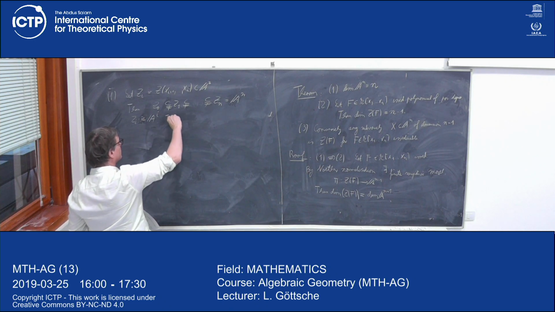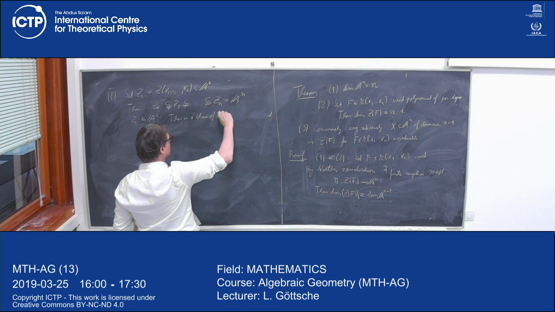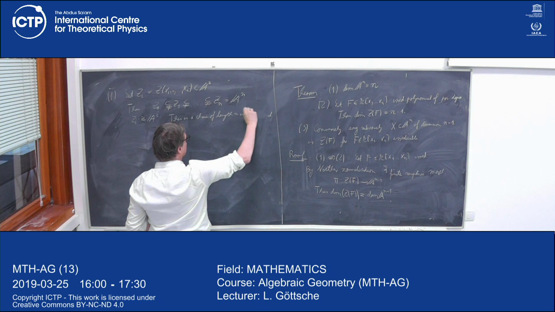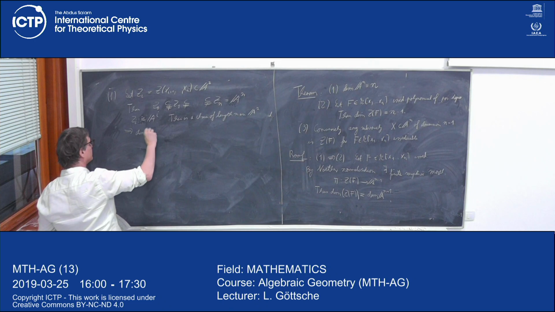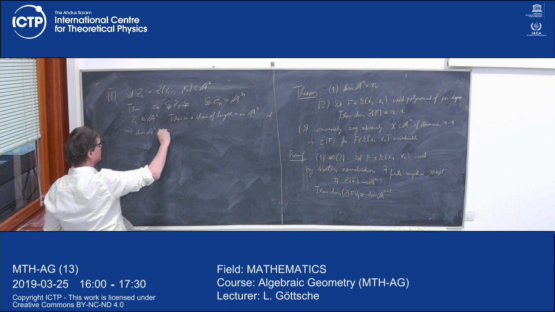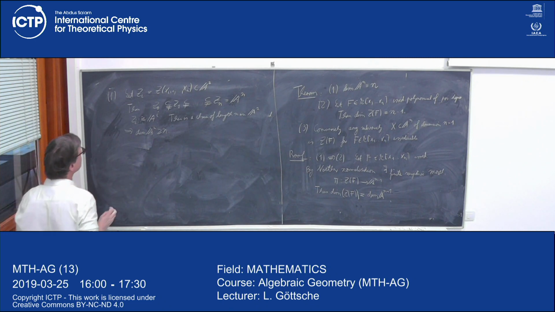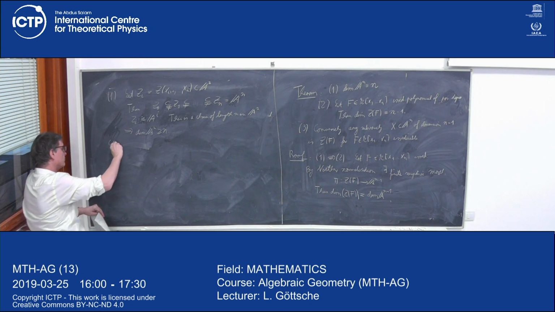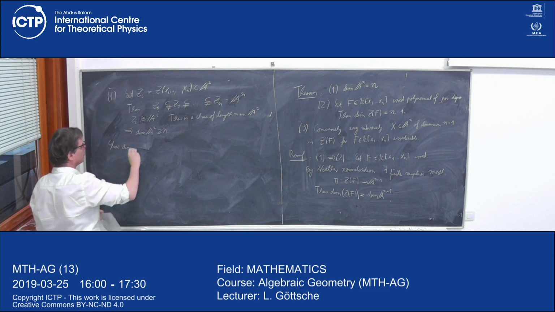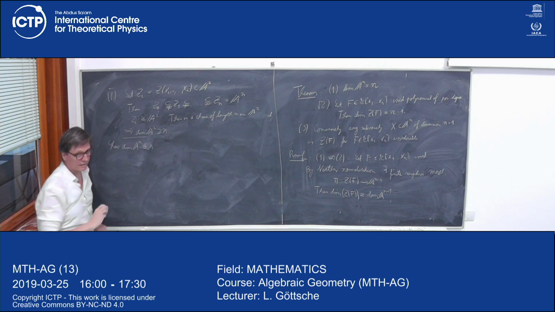So this is a chain of length n in A^n. So thus it follows that the dimension of A^n is bigger or equal to n. Now I have to show the other direction. So show the dimension of A^n is smaller or equal to n by induction on n.